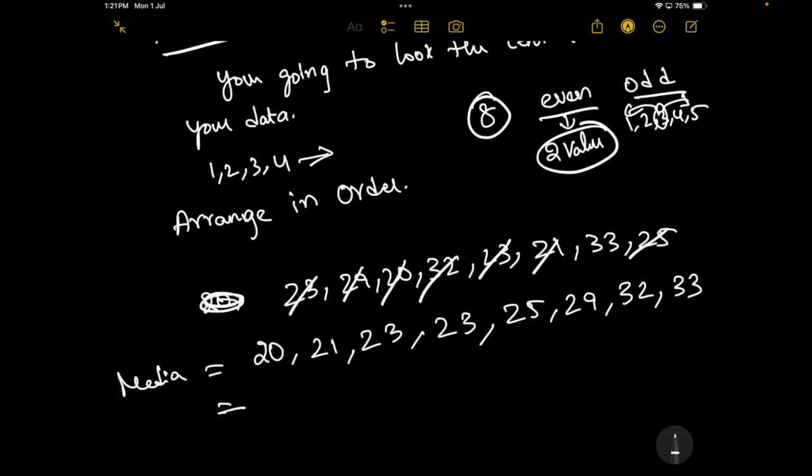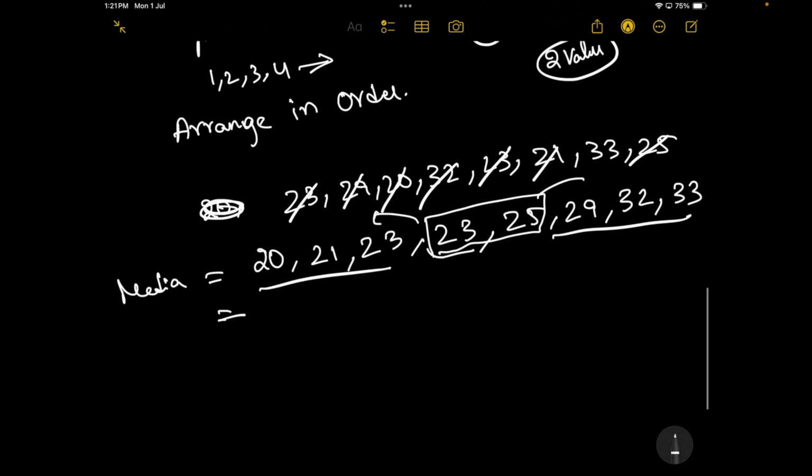There is a total of 8, that means 3 and 3. If you take 23 here, it is greater than the first 3 digits and lesser than the next 4 digits. That is not a good thing to do. So that's why we are going to take 23 and 25. Now 23 and 25 are greater than the first 3 digits and lesser than the next 3 digits, right?